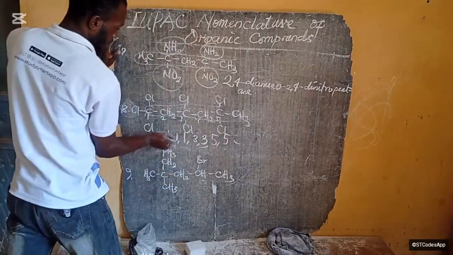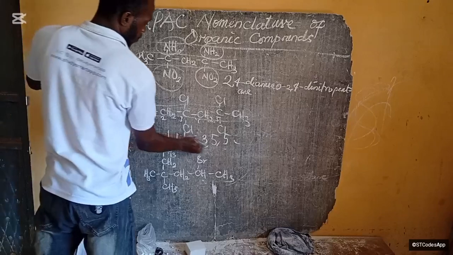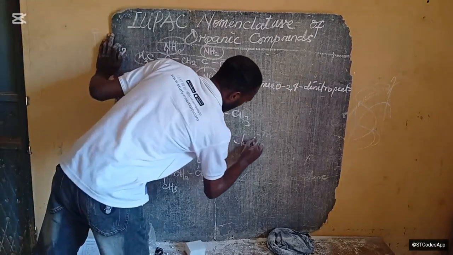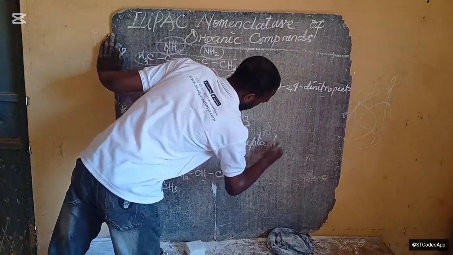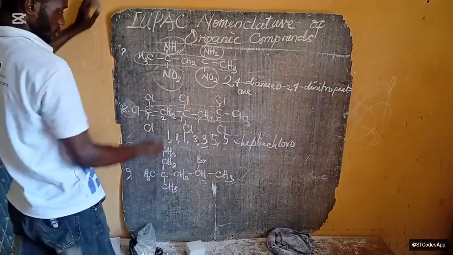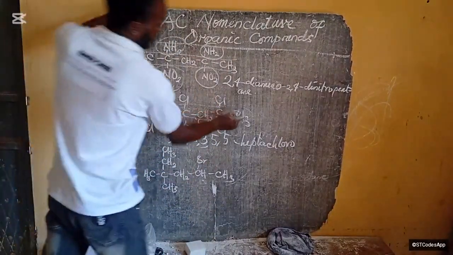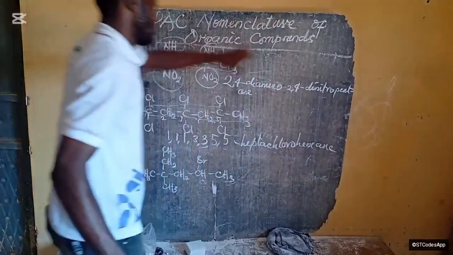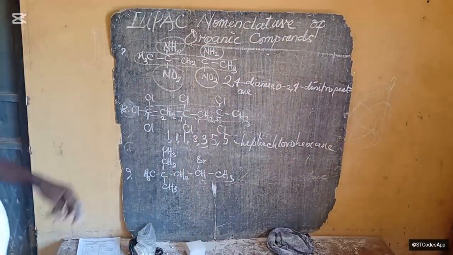How many chlorines do we have? 1, 2, 3, 4, 5, 6, 7. That will be heptachloro. How many carbons have we? 1, 2, 3, 4, 5, 6 carbons. Hexane. And that is the answer to that molecule.